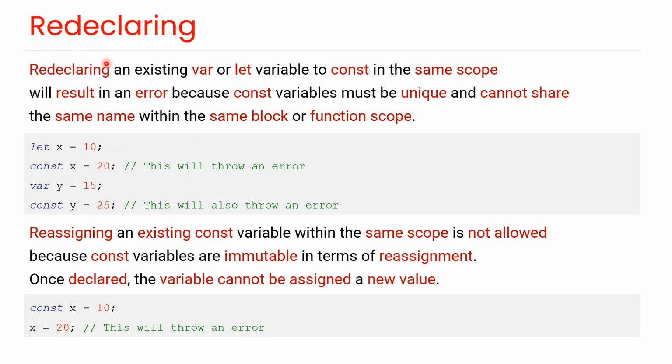Redeclaring. Redeclaring an existing var or let variable to const in the same scope will result in an error because const variables must be unique and cannot share the same name within the same block or function scope. In this code, we first declare x using let with a value of 10. Then, we try to redeclare x as a const with a value of 20, which causes an error because you can't declare two variables with the same name in the same scope.